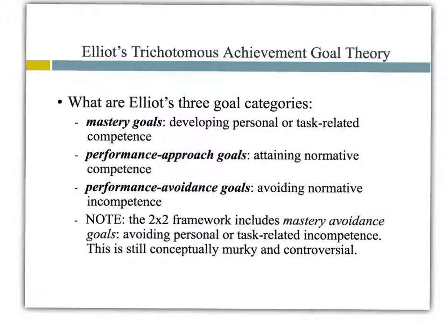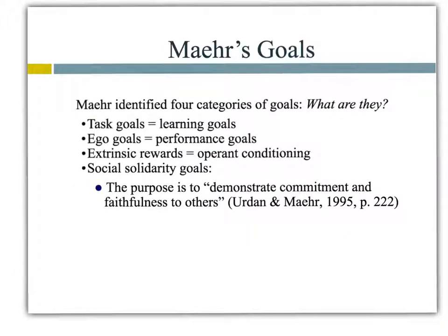And an important note, the 2x2 framework includes mastery avoidance goals. However, this is still conceptually murky and controversial. It hasn't borne out in the data. And finally, we'll discuss Maehr's goal framework. He identified 4 categories of goals.